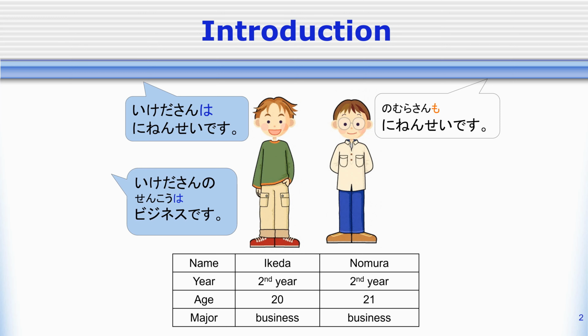Ikeda-san の専攻はビジネスです. Nomura-san の専攻もビジネスです. So, Ikeda-san の専攻はビジネスです. Nomura-san の専攻もビジネスです. So what do you think this も might be telling us?